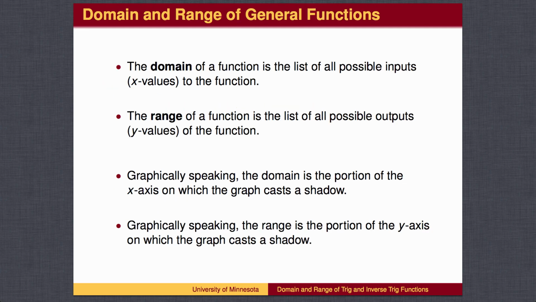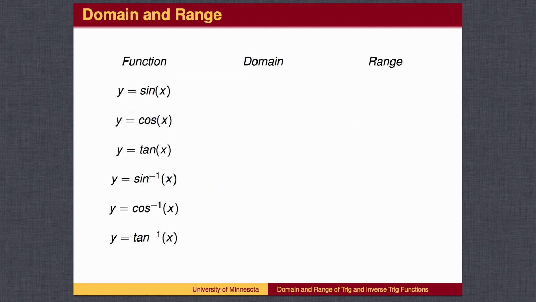Recall that the domain of a function is the set of possible input values, and the range is the set of possible output values. That is, the domain is the set of possible x values, and the range is the set of possible y values. In terms of the graph, the domain is the portion of the x-axis that is covered or shadowed by the graph, and the range is the portion of the y-axis that is covered or shadowed by the graph.